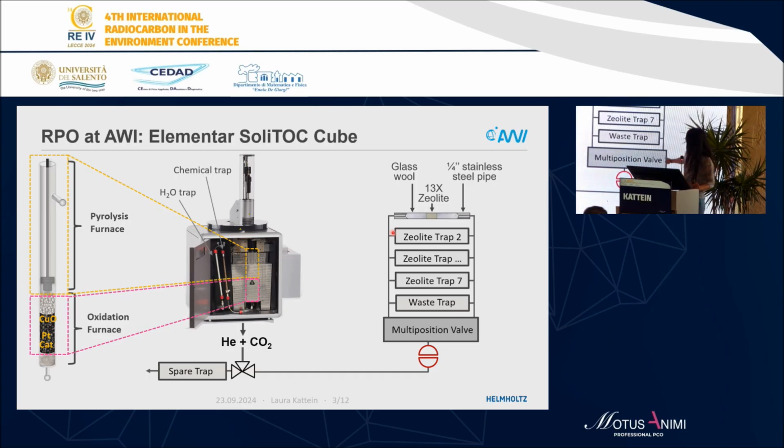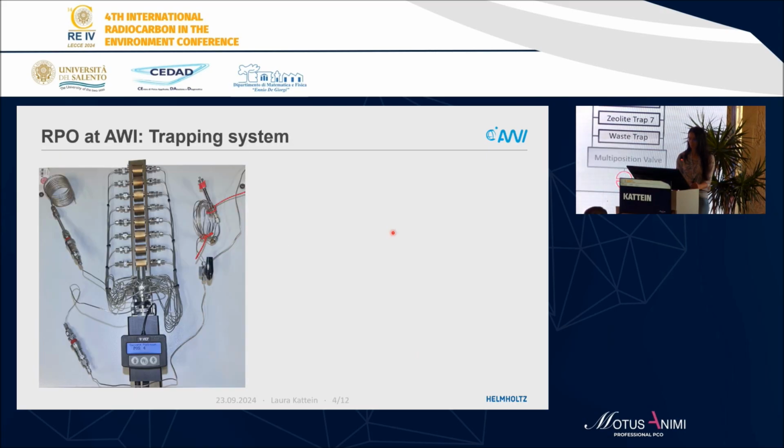And that's why we have the so-called waste trap. It's completely identical to all the other traps, but we guide the gas stream over this waste trap during the coupling process to avoid contamination of the fractions we have already trapped on the zeolite traps.